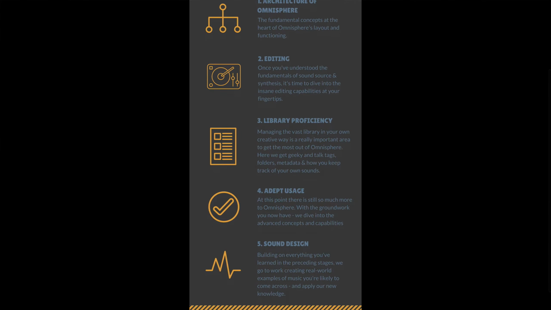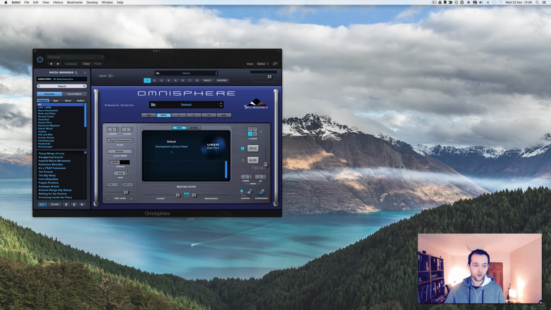The first part's really about the architecture of Omnisphere. If you're not used to virtual instruments, in fact, if you're not used to Spectrasonics, it can bamboozle you when you first get into it. You think, what on earth am I actually playing here? This is not just one simple synthesizer. This is a huge instrument. You can see here there are numerous patches. What on earth is a patch? What's a sound source? All of this stuff. So in the first section, I'll go through the fundamental concepts and architecture of Omnisphere and the conventions of the interface that you see here before you.